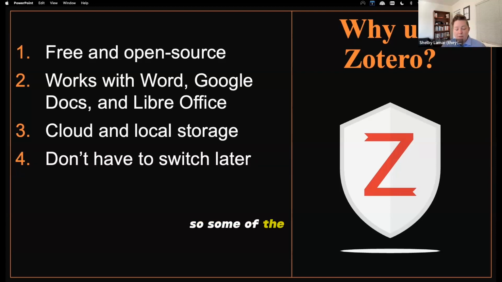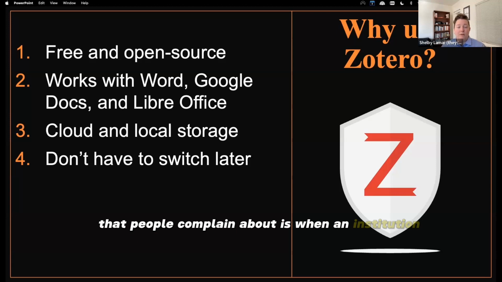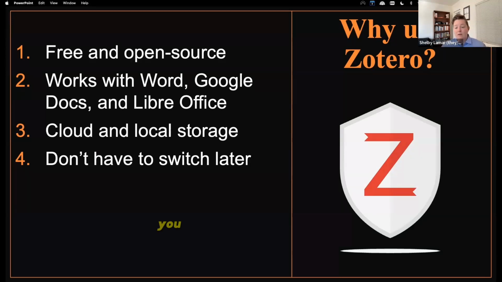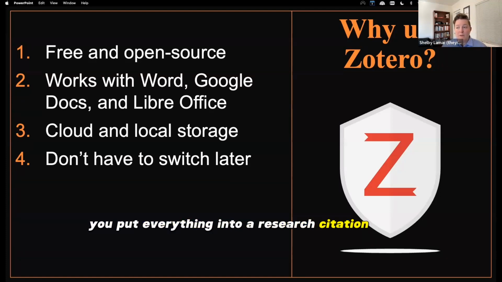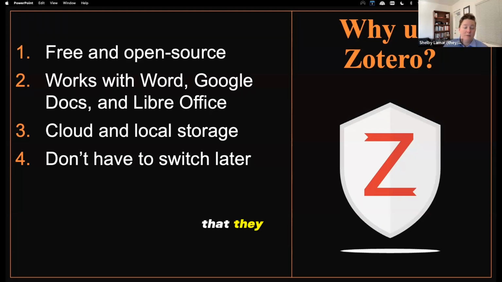Some of the things that people complain about is when an institution supports one particular kind, and then you're in grad school, you put everything into a research citation manager, then you move to a different university and they have a different citation manager that they support. It's not impossible, but it's a pain in the neck to try and move everything over to a new citation manager.